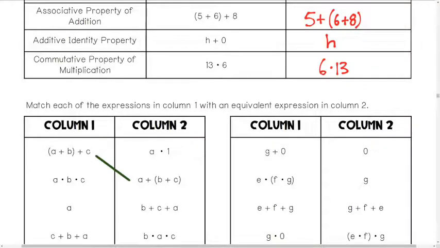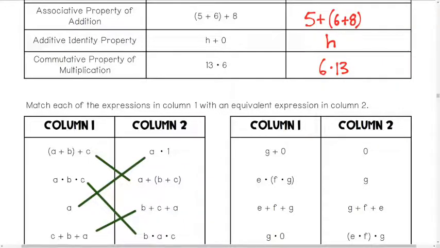A times B times C would be the exact same thing as B times A times C. A would be the same thing as A times 1, and C plus B plus A would be the same thing as B plus C plus A. The order has changed, but it will result in the same answer.